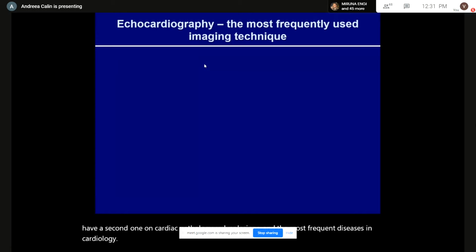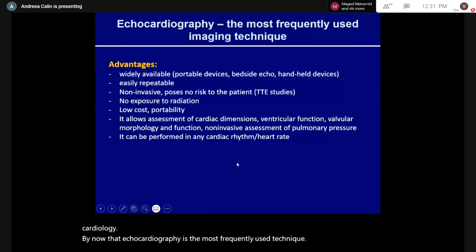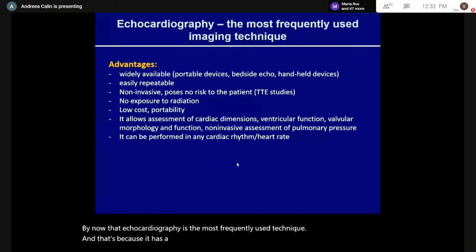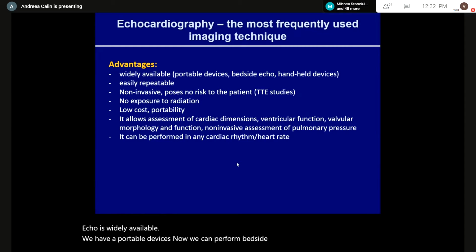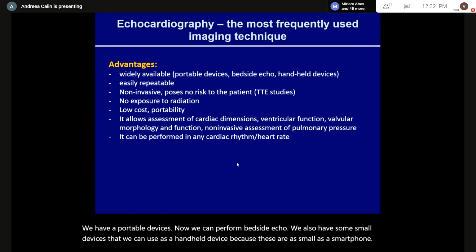You know by now that echocardiography is the most frequently used technique, and that's because it has a lot of advantages over other techniques that we may use, and those are CT and MRI. Echo is widely available. We have portable devices now. We can perform bedside echo. We also have some small devices that we can use as a handheld device because these are as small as a smartphone.